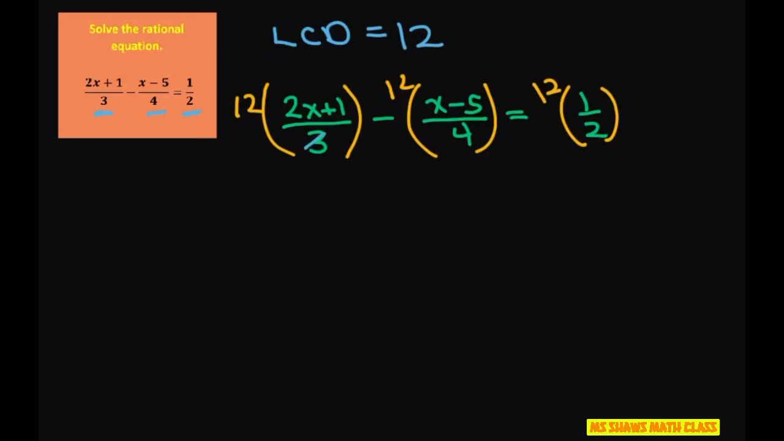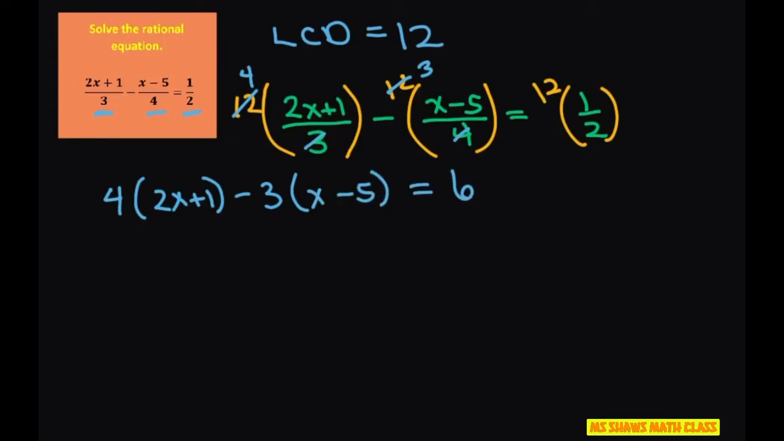Okay, so 3 goes into 12 4 times. Four goes into 12 3 times. I should put a 4 here. So that's going to be minus 3 times (x - 5). And half of 12 is 6.